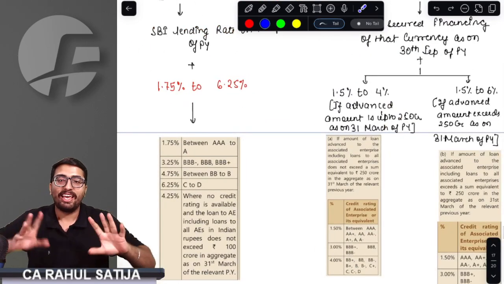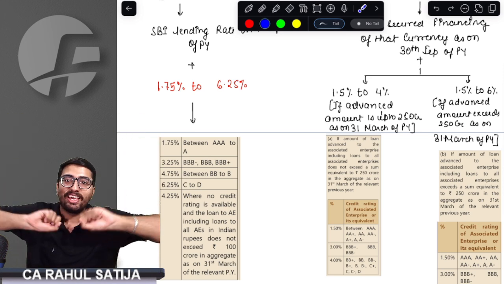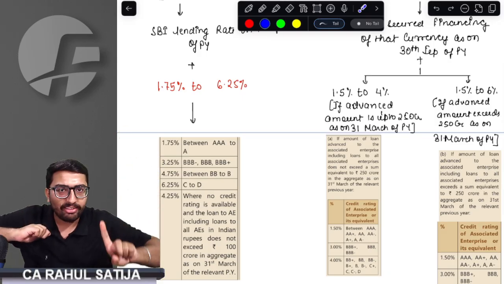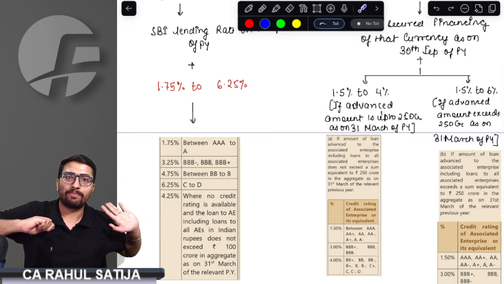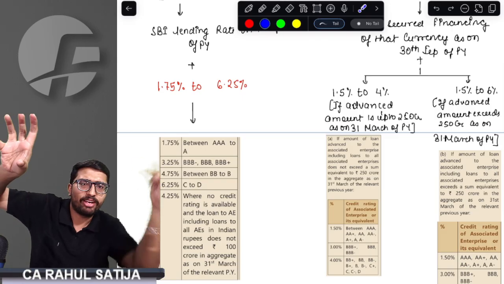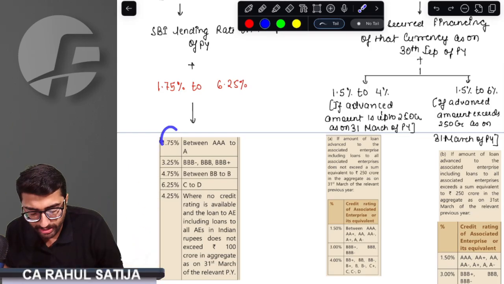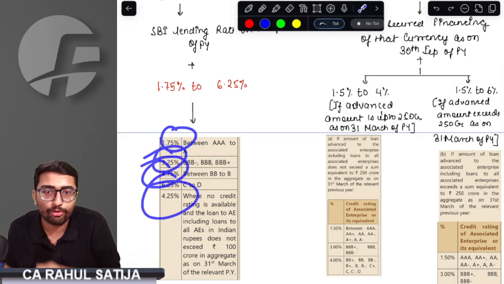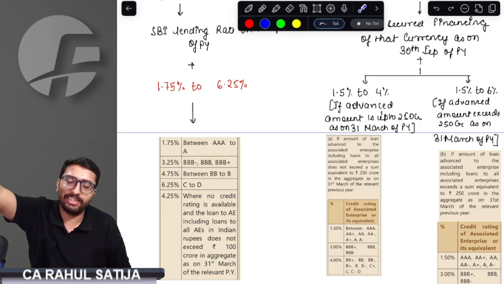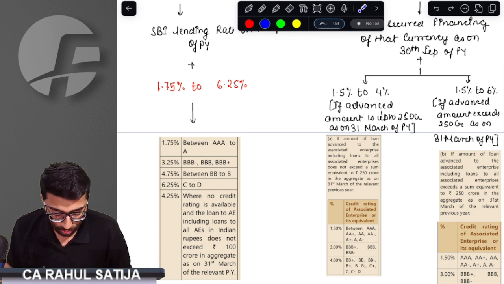What I am saying is, a loan can be in rupees or in foreign currency. If the loan is in foreign currency, then foreign currency lending rate plus 1.5, 3, 4.5, 6. But if the loan is in rupees, then it's SBI rate plus whatever the rate has been, 1.5, 3, 4.5 and 6. Add 0.25% to it, and you will get 1.75, 3.25, 4.75, and 6.25. Whatever rate you have understood, now just add 0.25%, and that will be SBI plus the following.